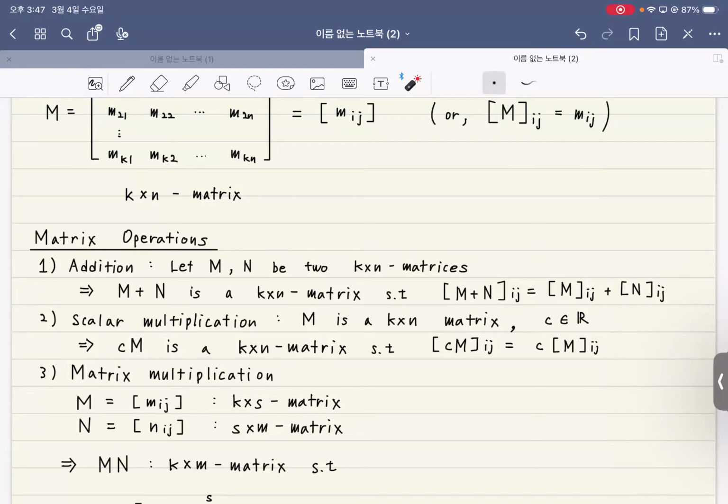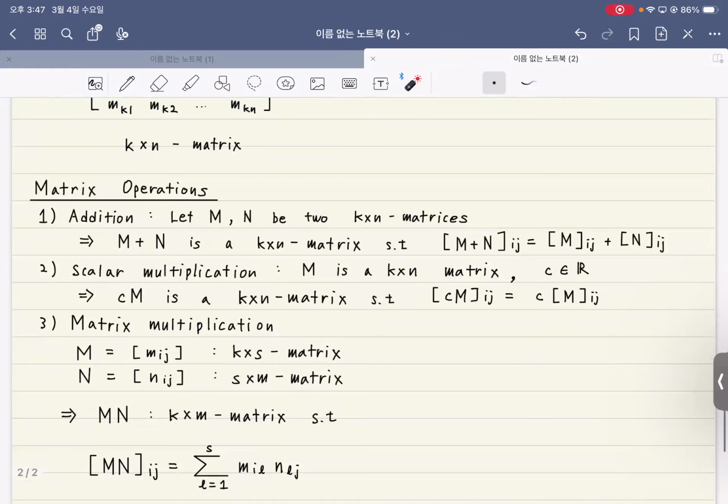Suppose that M and N are two K by N matrices, I mean, matrices with the same dimensions. The matrix addition M plus N is going to be another K by N matrix, defined like this. You should understand it as an entry by entry addition. So the I'th row and J'th column entry of M plus N is simply defined as this one plus that one.